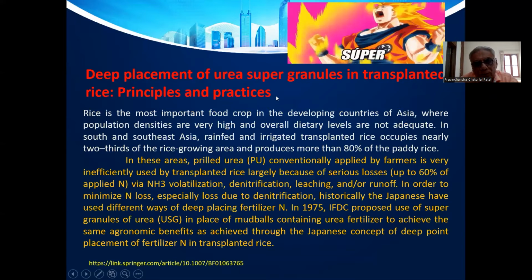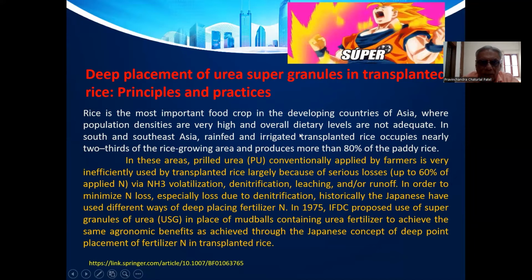Then, deep placement of urea supergranules in transplanted rice: principles and practices. Rice is the most important food crop in developing countries of Asia, where population densities are very high and overall dietary levels are not adequate. In South and Southeast Asia, rainfed and irrigated transplanted rice occupies nearly two-thirds of the rice growing area and produces more than 80% of the paddy rice. So in Asia, you know, there is more area under the rice crop.